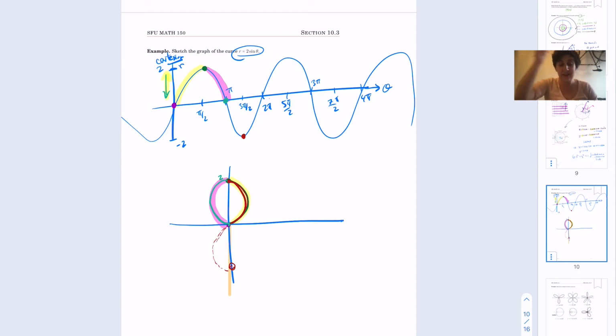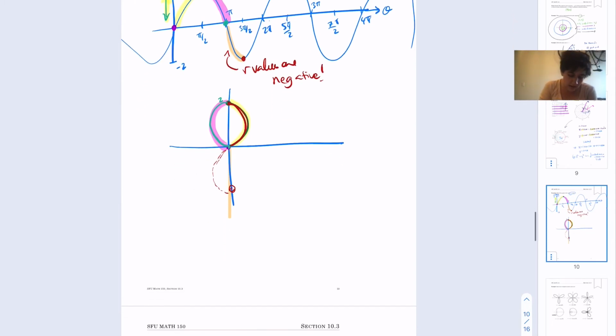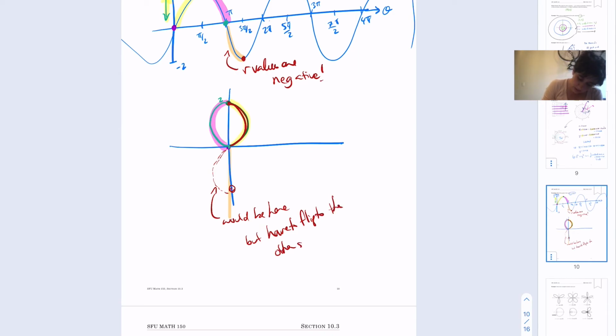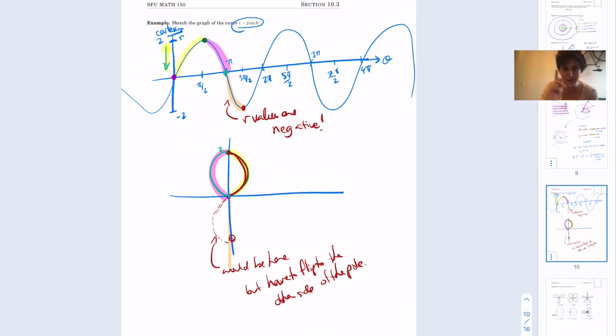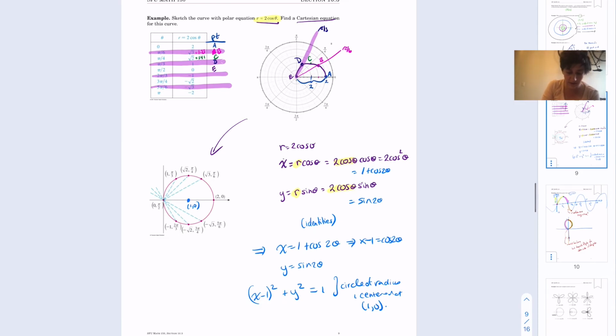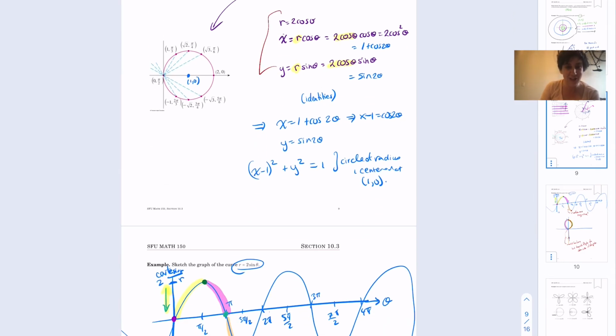So what's actually happening, we'll just note r values are negative. We would be here, but have to flip to the other side of the pole. And what happens? This doesn't really look like much, but this should actually be a perfect circle centered at 0, 1. I'm going to leave it to you to find the Cartesian equation for this curve, following a process similar to what we did above.